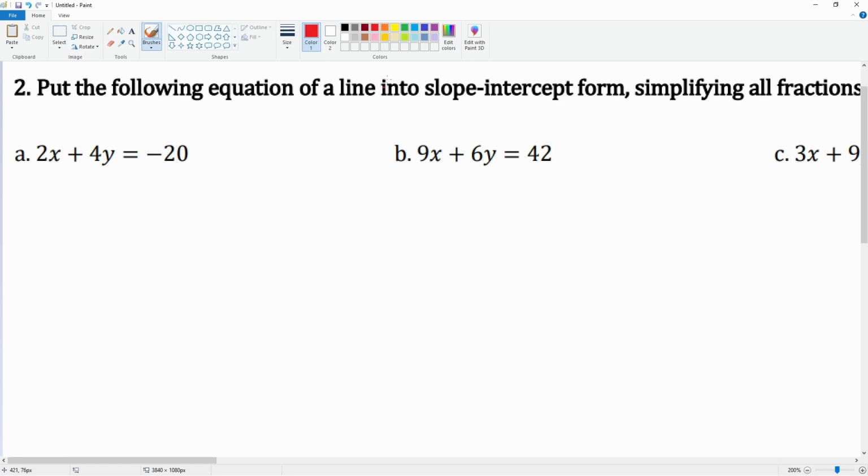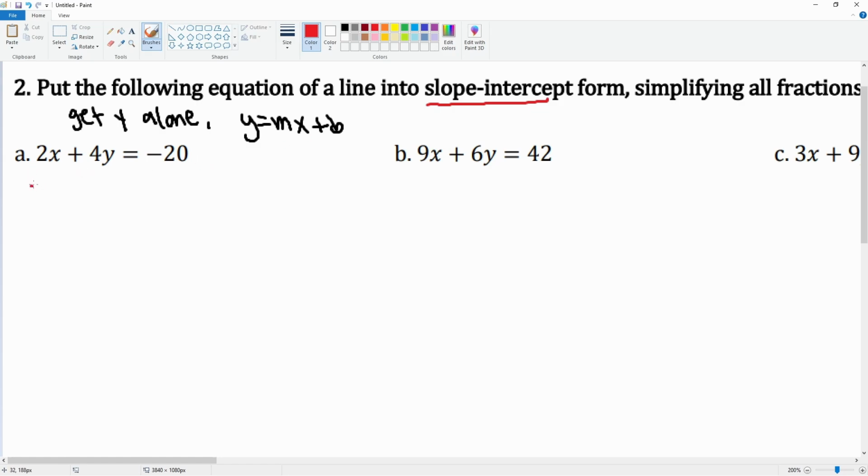Slope-intercept form is where we can write it as y equals mx plus b. Okay, so that means the y is on one side and the x is on the other side. So in short, we have to get y alone. That's the whole premise. So here, how do we get y alone for a?